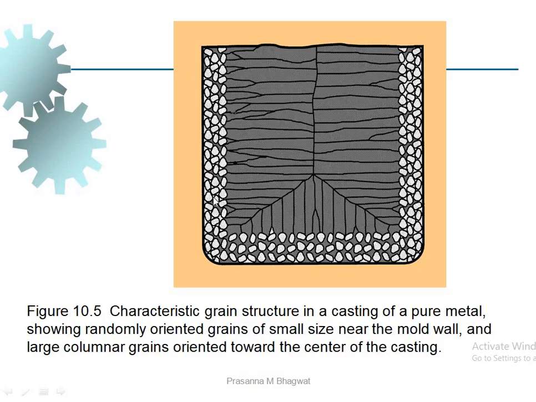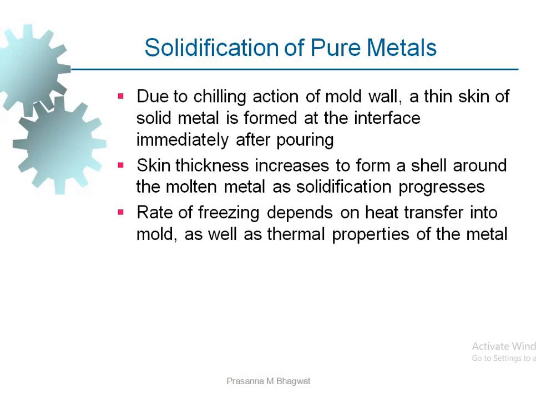This happens due to the immediate chilling, the immediate solidification of the metal. The chilling effect happens, and the grain structure becomes like this. These are called equiaxial, and after this again the temperature rises and the growth will be in this direction or this direction. These are called columnar grains. This is the solidification of the pure metal.